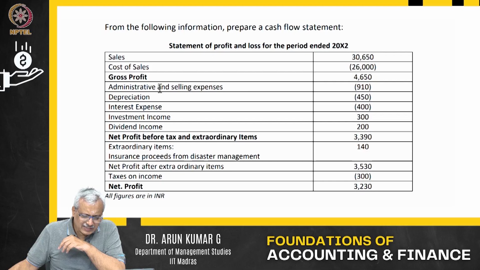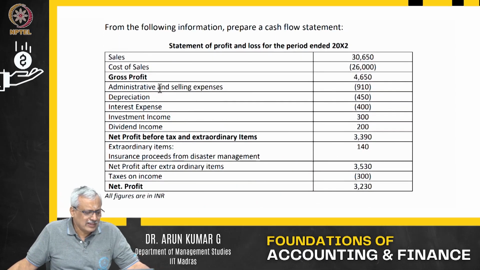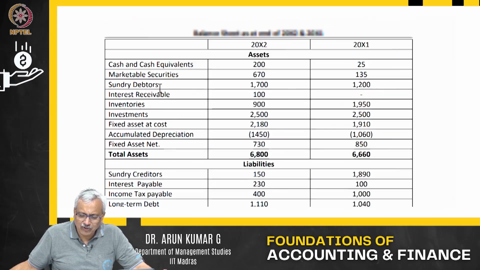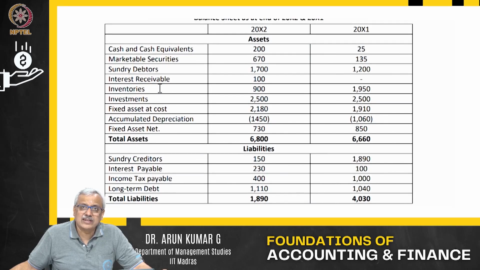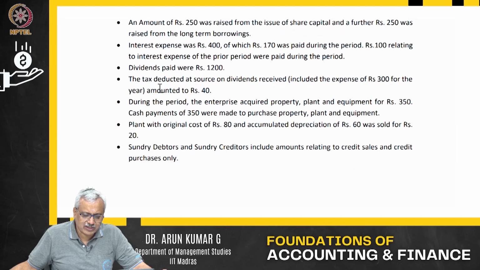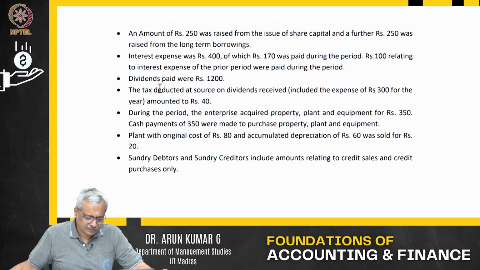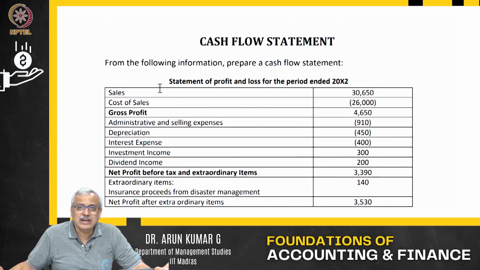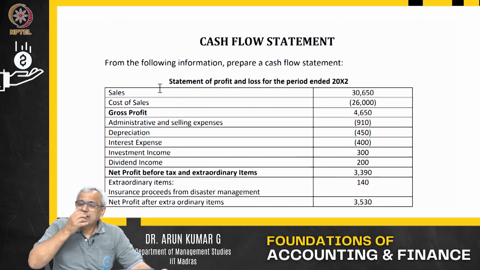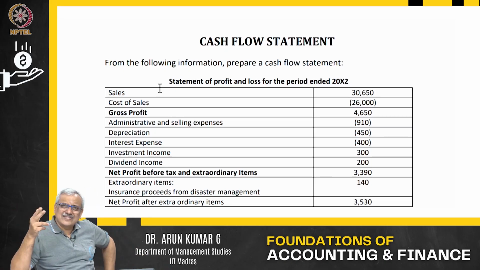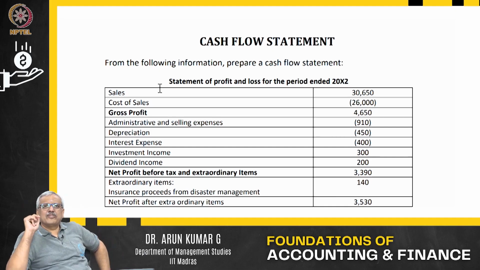The problem we have given is a P&L statement for the year, as well as the balance sheet for the current year as well as the prior year, and of course some additional information also given. I have not been given any question; I have just said prepare a cash flow statement. Let us do one thing, let us prepare both in the direct method as well as in the indirect method.